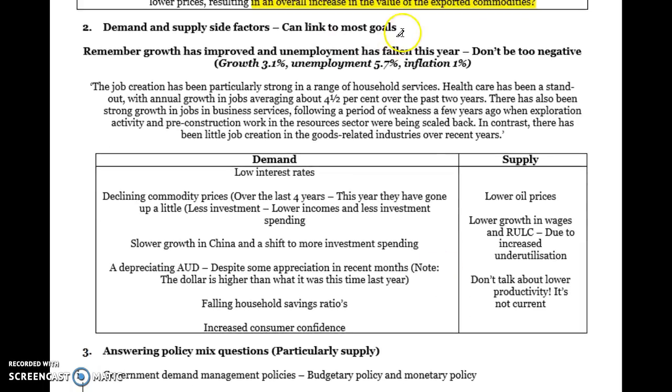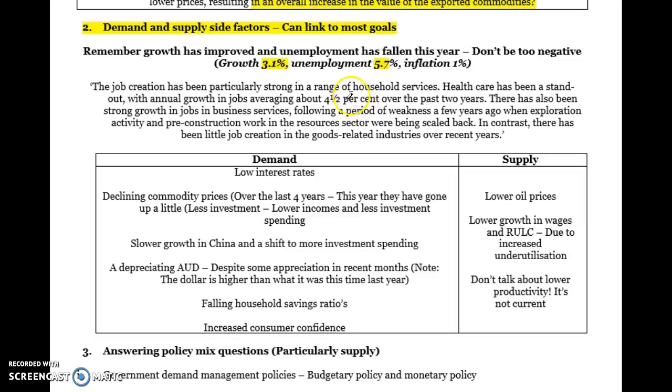Demand and supply side factors. These are things that you can link to nearly every single goal, and there's always a question about these. Also, just remember, when you're talking about growth in Australia, don't be too negative with your analysis. Growth in Australia is not too bad at the moment. We have growth at 3.1%. Unemployment has fallen, still above our target range, but at 5.7%, it's not bad. It is going down. There's still a lot of spare capacity in the labour market, but unemployment is trending downwards.